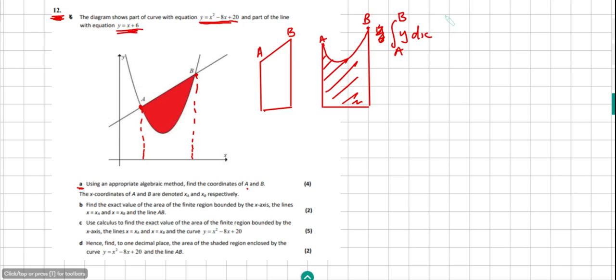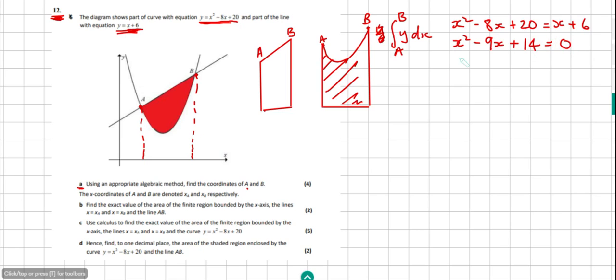So we can say, at the points of contact here, that x squared minus 8x plus 20 is going to be equal to x plus 6 from the other equation, the equation of the line. So this is a quadratic. If we make it equal to 0, then what we'll get is x squared minus 9x, and then take away the 6 from both sides will give us 14 equals 0.